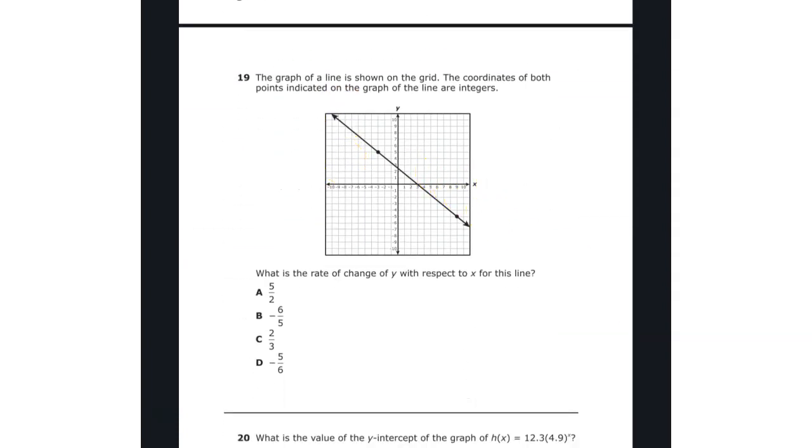Number 9. The graph of a line is shown on the grid. The coordinates of both points indicated on the graph are integers. What is the rate of change? So rate of change is the same as slope. So we're going to get the slope of this line.